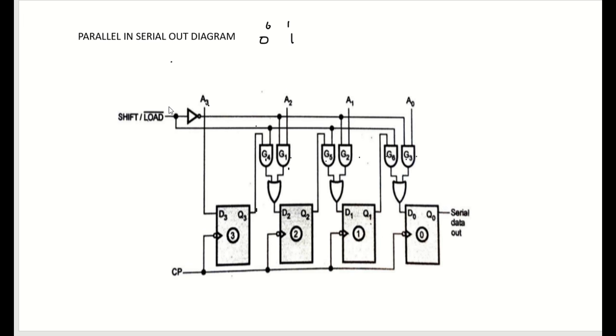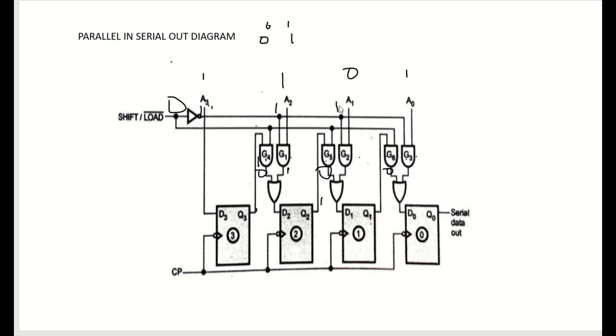Here we apply shift bar load as 0 and we give the input as 1 1 0 1. This line becomes 1, there is a NOT gate, and when shift bar load is 0, G4, G5, G6 are deactivated, that is, they become 0 only. Now A3 is 1, so its output becomes 1. Here each line is 1, so 1 and 1 means 1, and 1 or 0 means the output becomes 1.